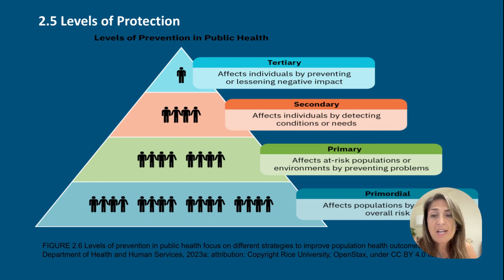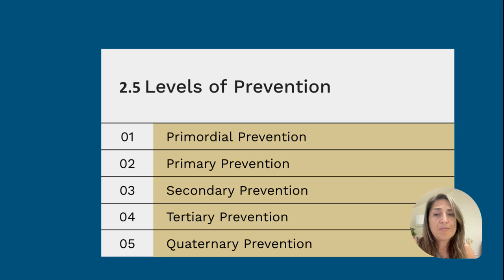Primary affects at-risk population by preventing problems. So here you could be looking at those with a family history of diabetes, educating them and having them be on a regulated diet even before any diabetes comes up. So you're preventing it before it actually happens. And primordial, this would be on the level of taking added sugar out of foods and implementing policies that only allow healthy foods in schools. So it's affecting the population by reducing the overall risk.